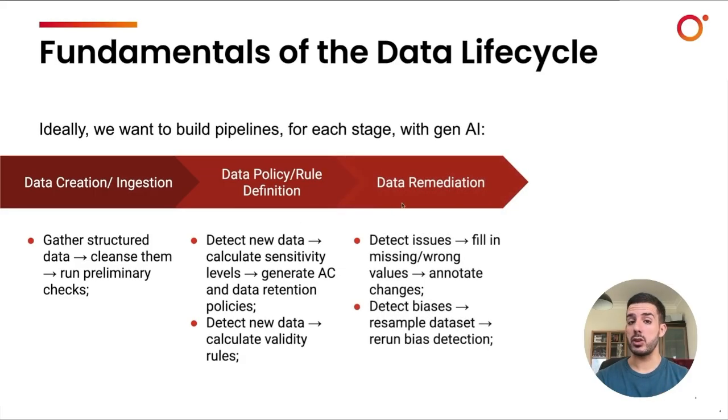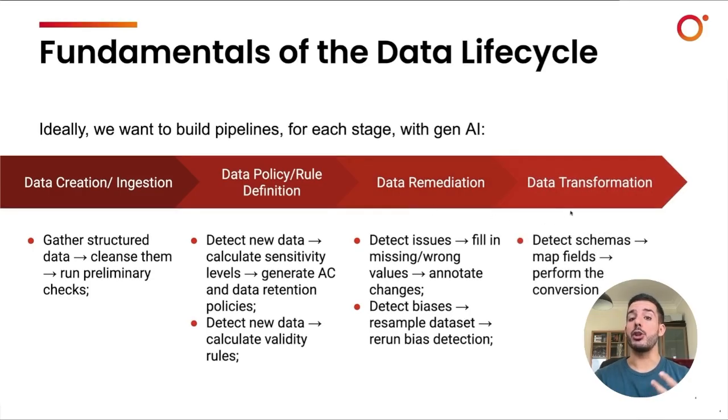Or, for example, for the remediation stage, we can have a pipeline such as automatically detecting issues in a dataset, then automatically filling in the missing values or wrong values with some sort of estimation procedure, and then annotating the changes. For example, creating a new column that says, how is this value generated? Did it come with the data set to begin with, or did we estimate it with generative AI? In other words, labeling which were the original values and which were the ones that we generated ourselves, if you will. Or another pipeline could be automatically detecting a bias, then automatically resampling the data set to cut a little bit of that overrepresented portion, or increasing the sampling of the underrepresented portion, and then rerunning bias detection to make sure that we actually fix the bias.